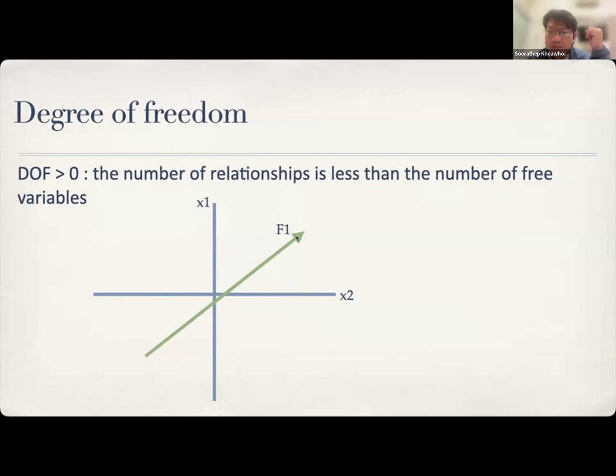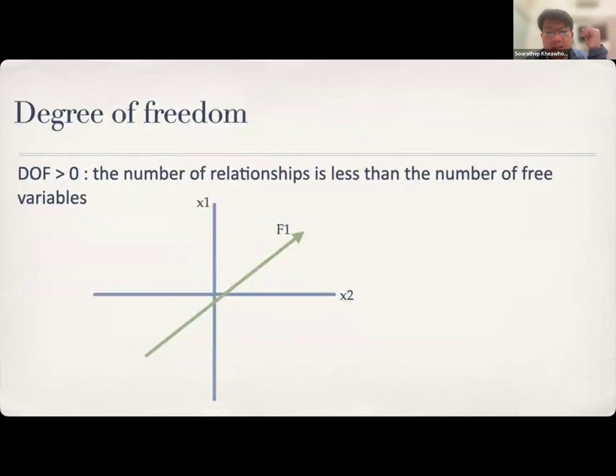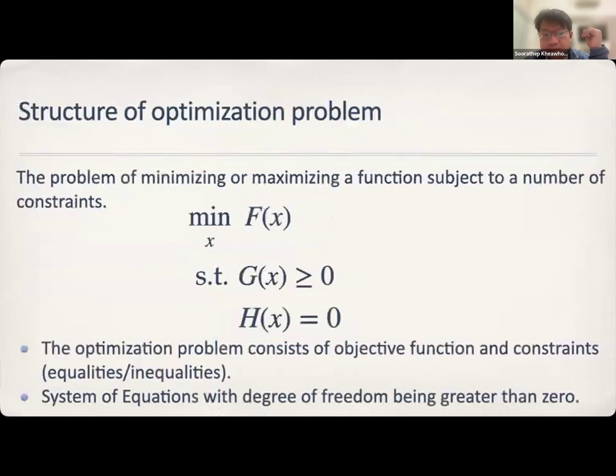You have multiple points, right? Multiple solutions that can satisfy your equality constraint F1, right? You have infinite points here, okay? And among these points, you need one point that satisfies your objective function, minimum or maximum, okay? So any questions? Do you have any questions regarding the structure of the optimization problem?